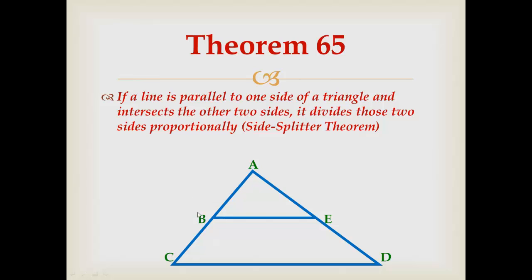If you have triangle ACD and BE is parallel to CD, you could call this segment AB, and the ratio of AB to BC would be equal to the ratio of AE to ED, thus creating a proportion. And it would be dividing these 2 sides proportionally. So that's an example of the side splitter theorem. Let's move on.